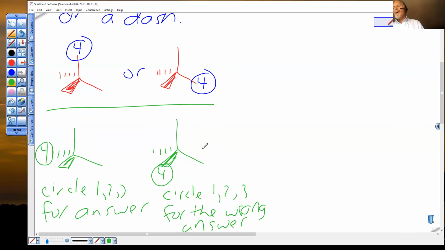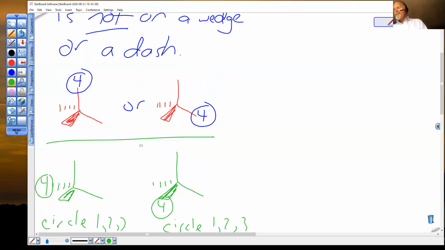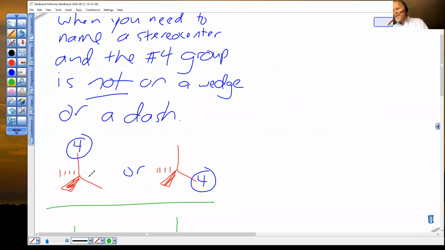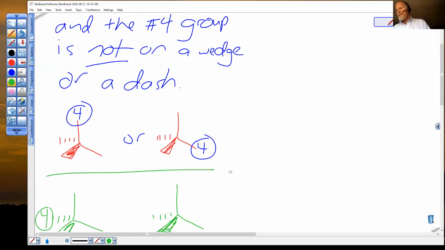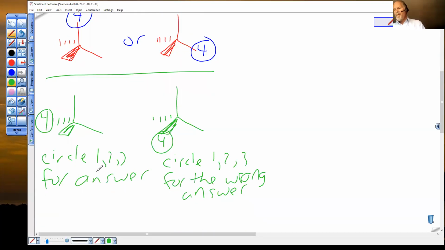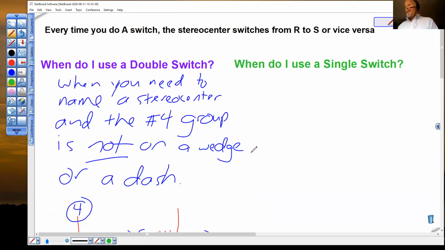So the only 2 times you have to do a double switch is the 2 non-wedge dash bonds. Okay? And that's when you do it. If it's already on a dash, you'd follow the normal process. 1, 2, 3 gives you the answer. If it's on a wedge, it's just as simple. Follow the process, connect 1, 2, 3. Your answer is wrong, switch it to the other answer, which is right. Bingo. When do you do a single switch?